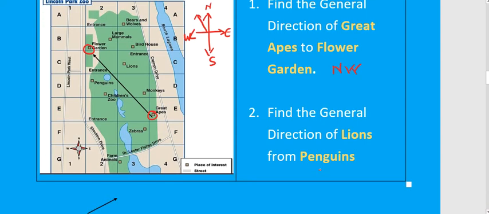Now this is very important. From penguins means you start at the penguins because you're coming from penguins. So where are penguins? Penguins here. We're coming from penguins. So the general direction of lions from penguins to lions. So that general direction is going that way. So that would be northeast. In the northeastern direction.